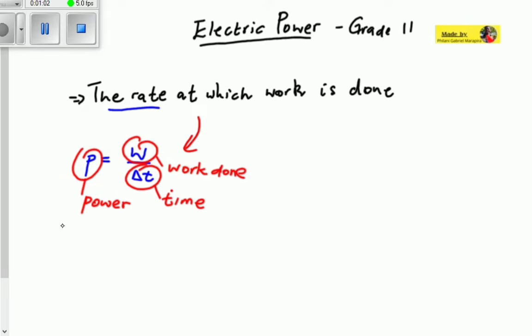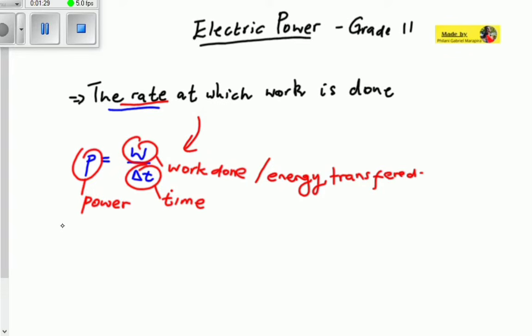Remember that whenever you've got something with a rate, it means that you're dividing by time. So here it is the rate at which work is done. Okay, what is work done? What would we put under work done? Work done depends on how much energy has been transferred to an object. So here work done is also called energy transferred.